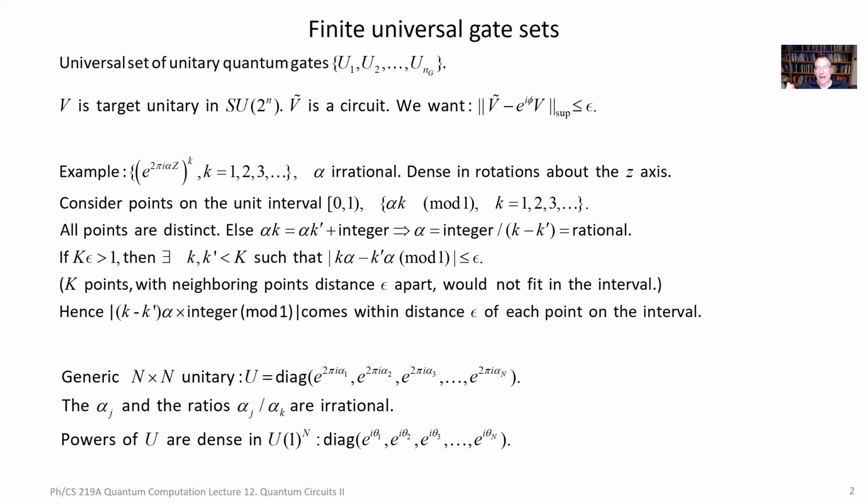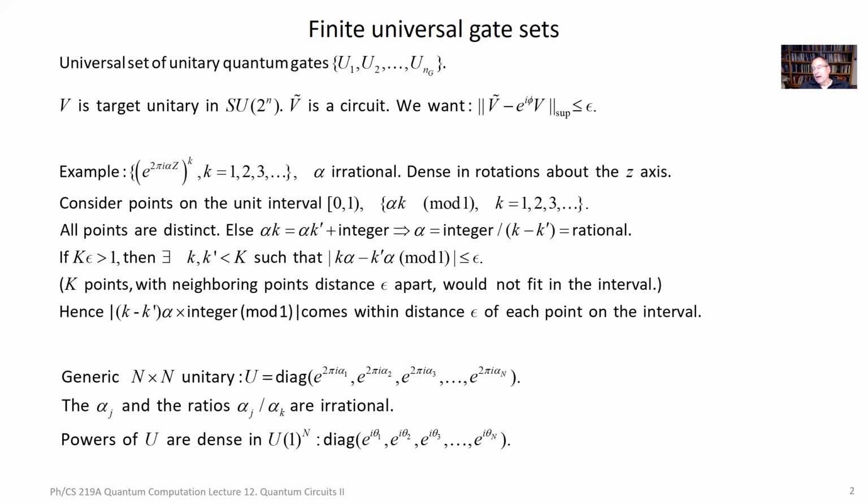And that's what I mean by density. It means that for any point on the unit interval, there's some integer such that the integer times alpha mod 1 is less than distance epsilon away from that point. Okay, the multiples of alpha mod 1 are dense in the unit interval.